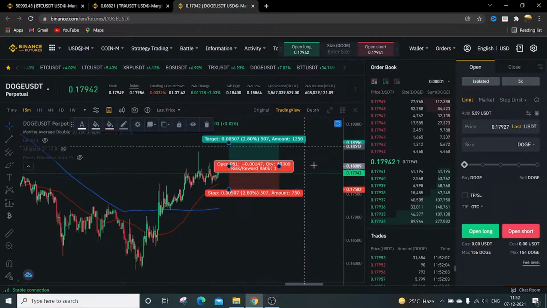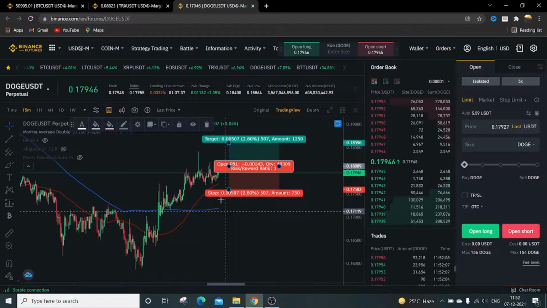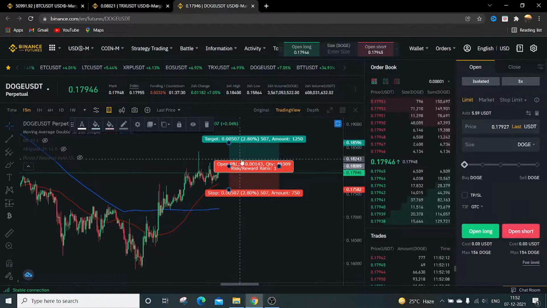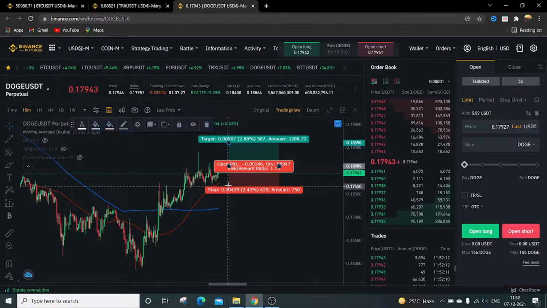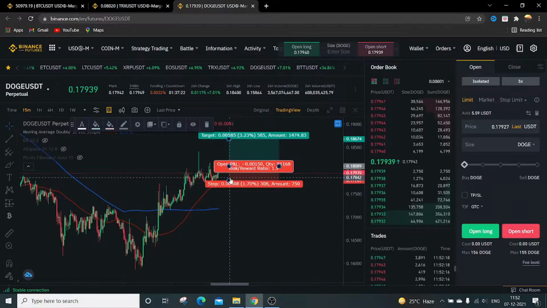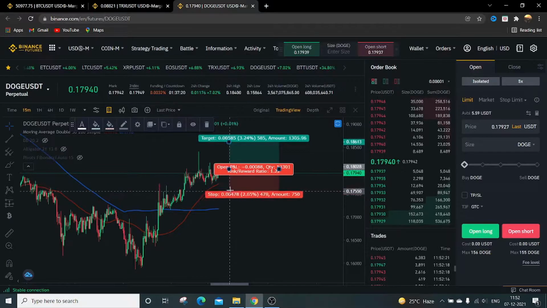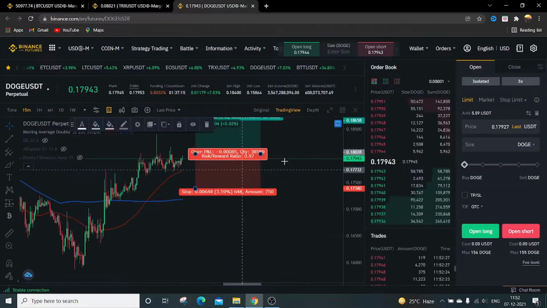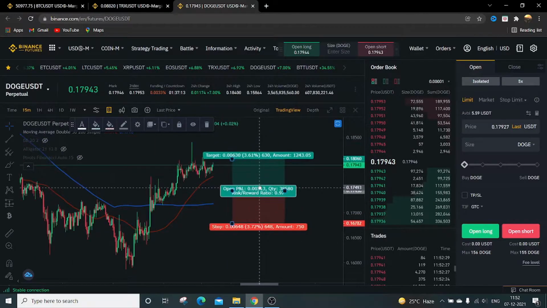This is just for the visual representation. By this, the order will not get executed. To execute the order, you need to place the order from this section. This is just to visualize. So this is for a long position. I can adjust these nodes up and down, and this is for stop loss and this is for take profit.